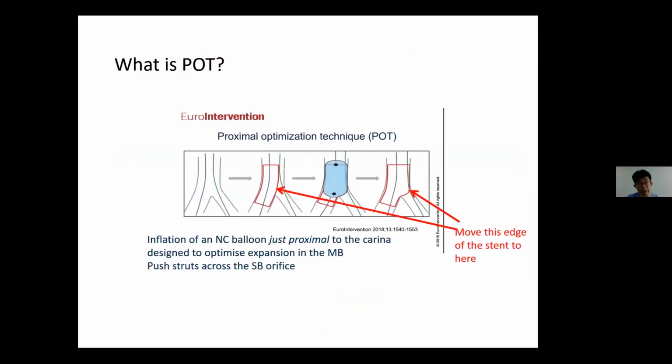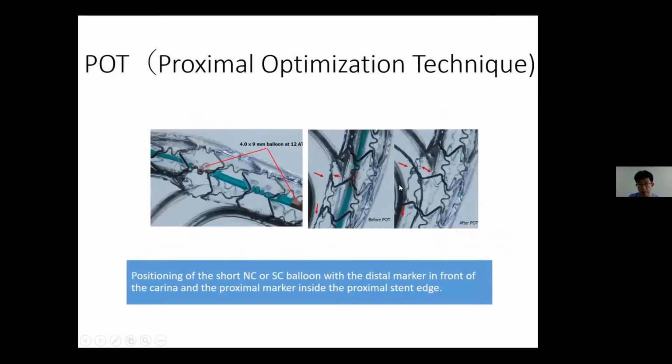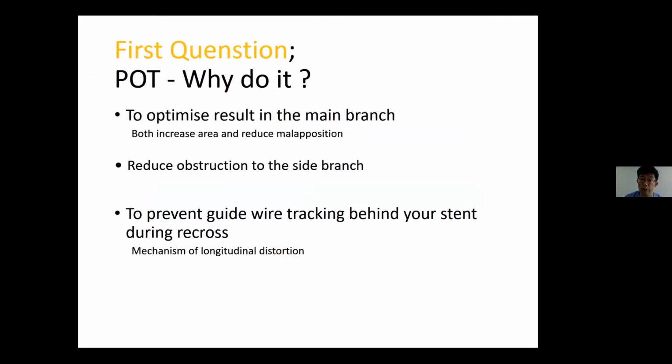So the next essential technique for bifurcation stenting is the POT technique. What is POT? As you know, POT means proximal optimization technique. As you can see, after stenting, next is balloon dilatation here, large balloon dilatation. They move this edge of the stent to here. This is very important. So finally, after the POT technique, the stent is enlarged here. It means positioning of the short non-compliant balloon with the distal marker in front of the carina and the proximal marker inside the proximal stent edge is important. These are important tips.